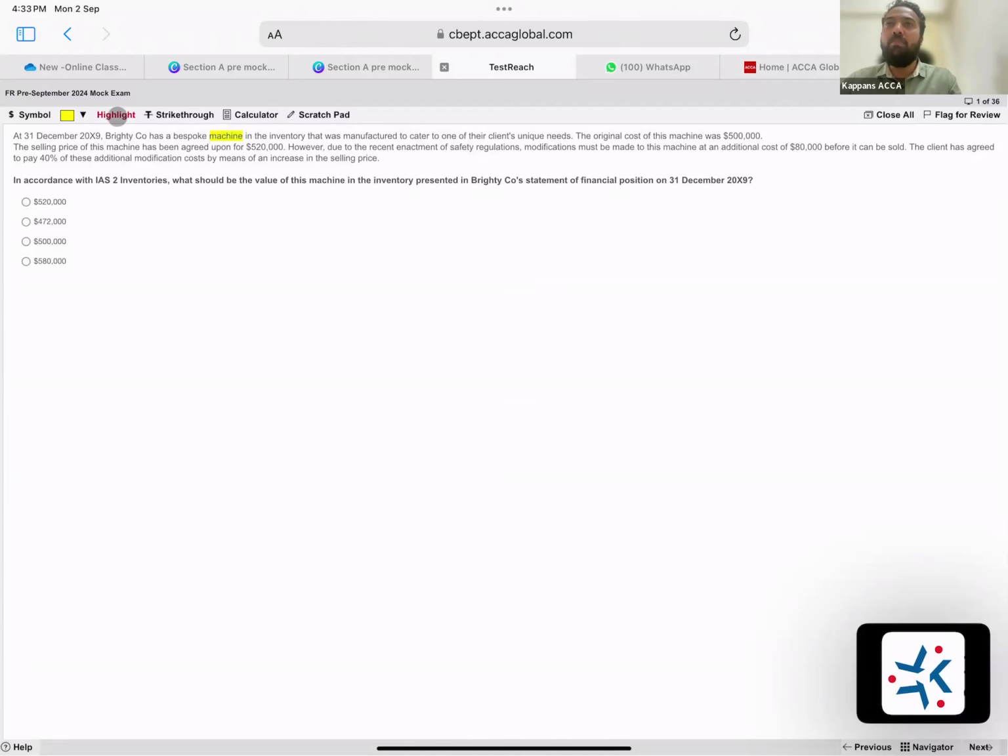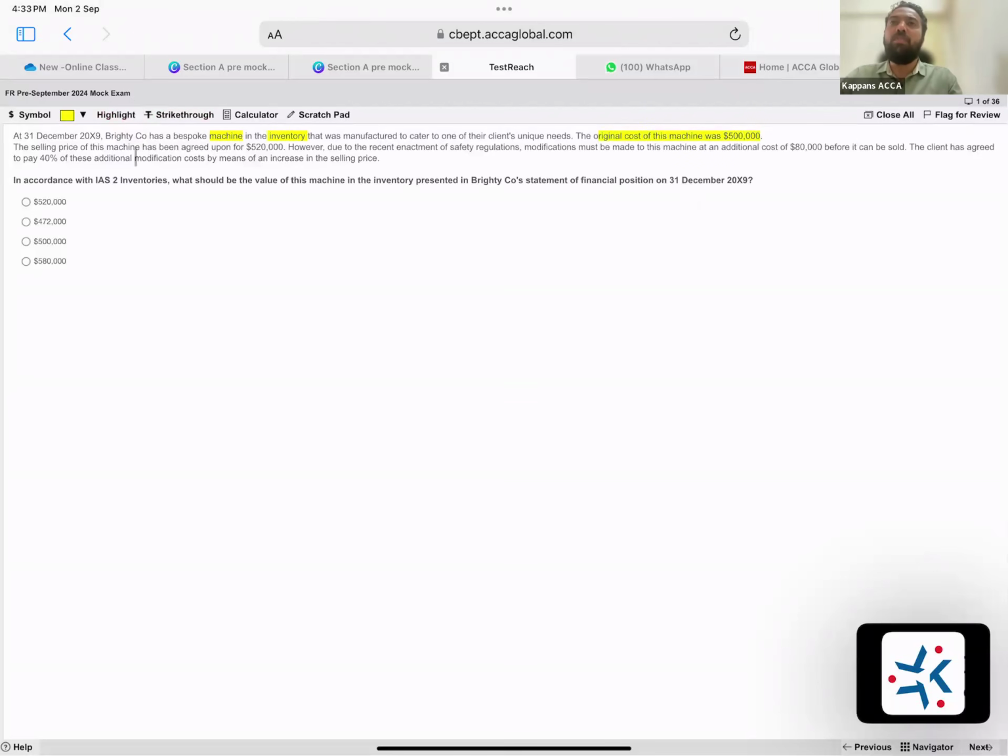So for a machine manufacturer, the machine will be inventory, not property, plant, and equipment. For a furniture dealer, furniture will be an inventory. For a computer dealer, computer will be an inventory. Likewise, for a manufacturer of machines, the machine will be an inventory. And the original cost of the machine was 500,000.